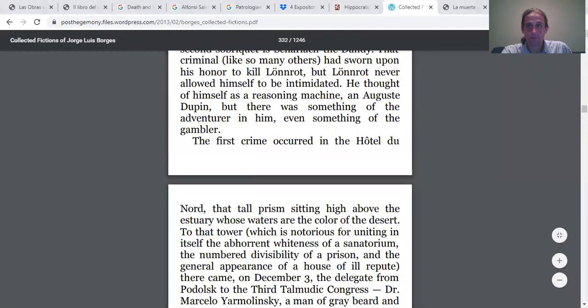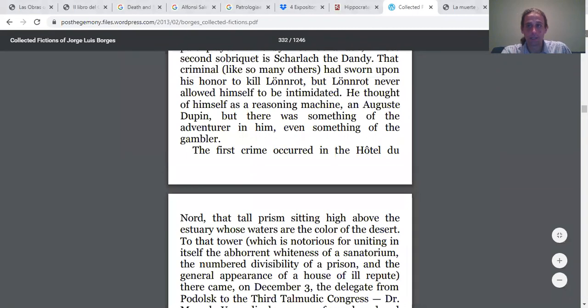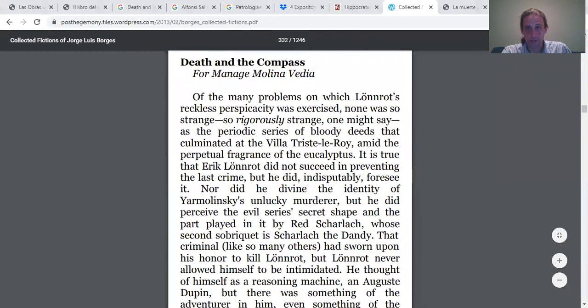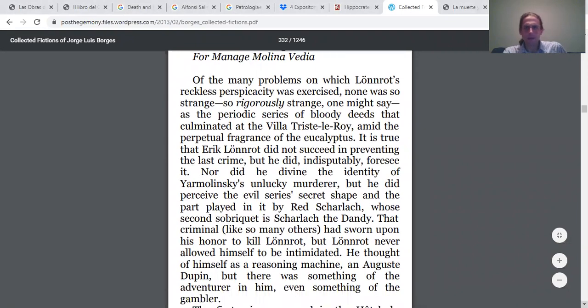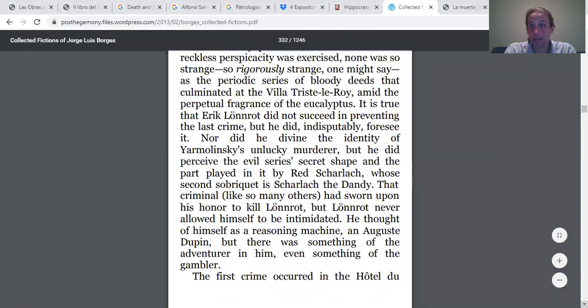So here I have pulled up an electronic version of Death in the Compass. This is the Hurley translation, so it's the translation that we're using in class, although as you can probably tell, the electronic version that I'm using is formatted and paginated slightly differently from the printed version that we're using, but the translation is the same, and so you should be able to follow along no problem.